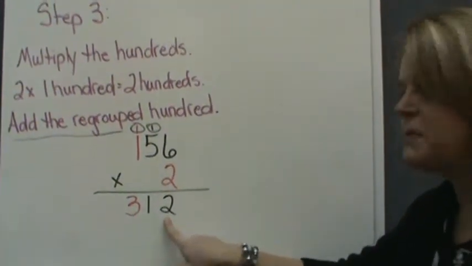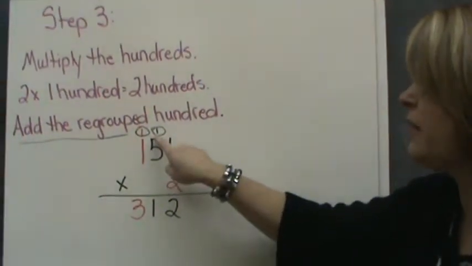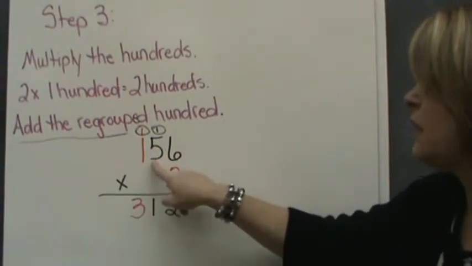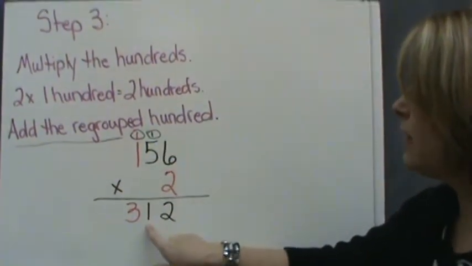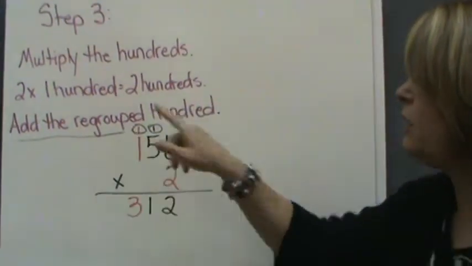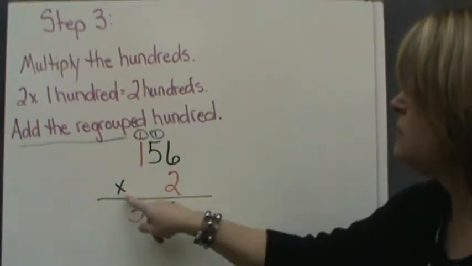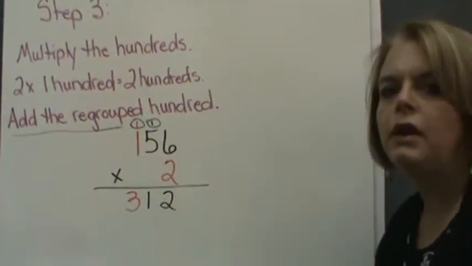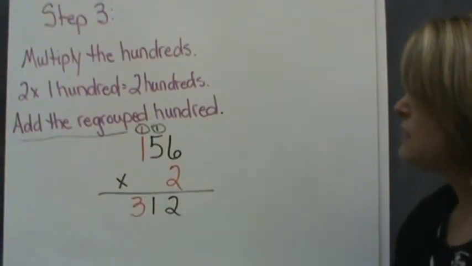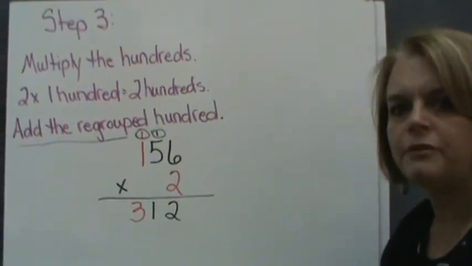So remember, 2 times 6 was 12. Put my 2 in the ones place, carried the 1 for the tens. 2 times 5 is 10. Have to add in my 1, that's 11. So I put down my 1, carry the 1. Then 2 times 1 is 2, plus the 1 gives me 3. So 156 times 2 is 312.